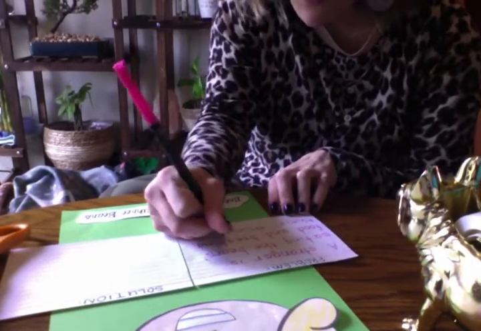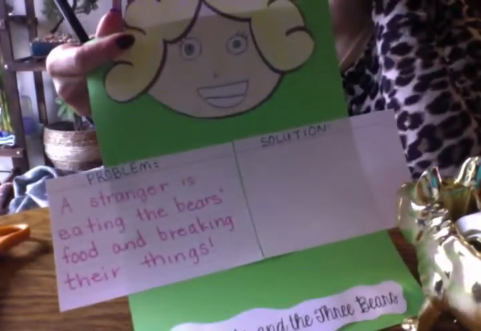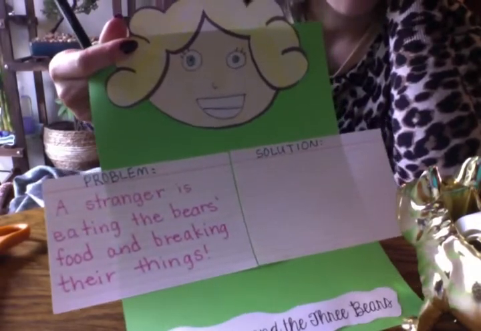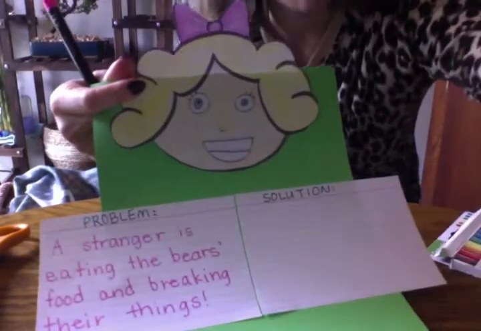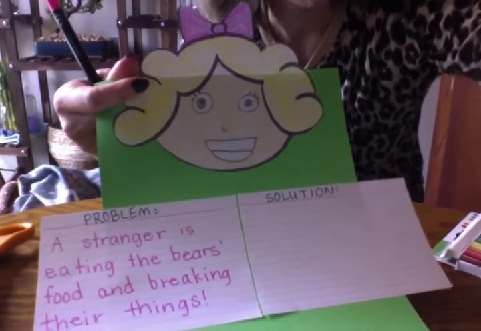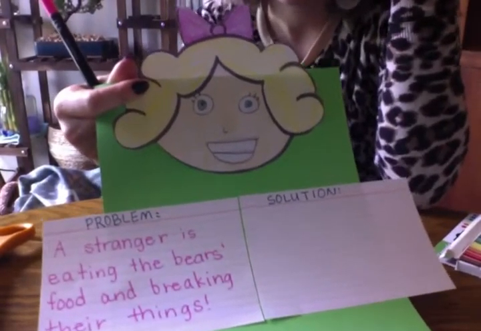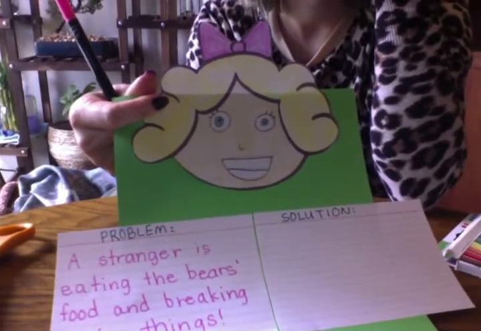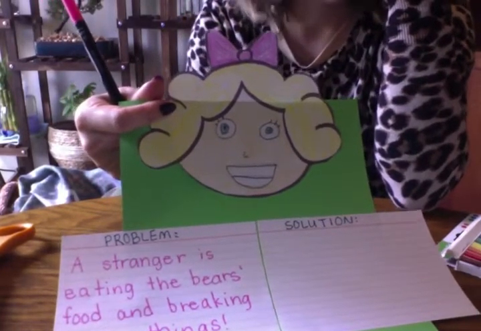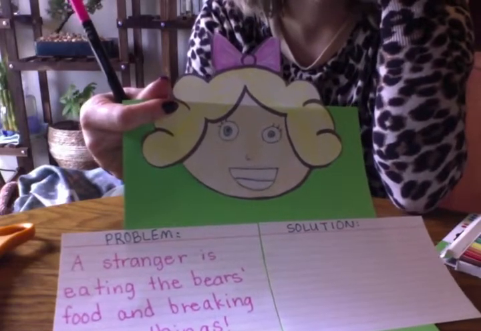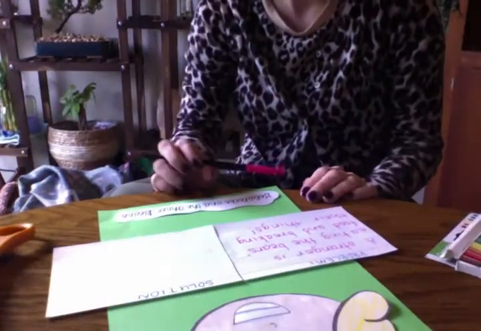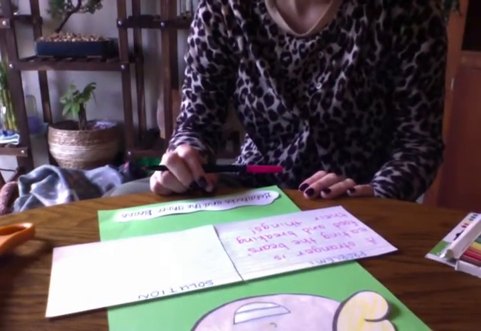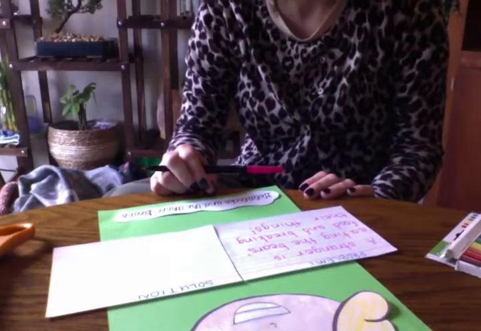If I were writing it from Goldilocks' perspective, I would probably say something like, Goldilocks went into somebody's house that didn't belong to her. She wasn't invited in. And then I might say the solution to that is that she got scared by the bears and never did something naughty like that again. However, I always think from the bears' perspective. So a stranger is eating the bears' food and breaking their things. What would the solution be?